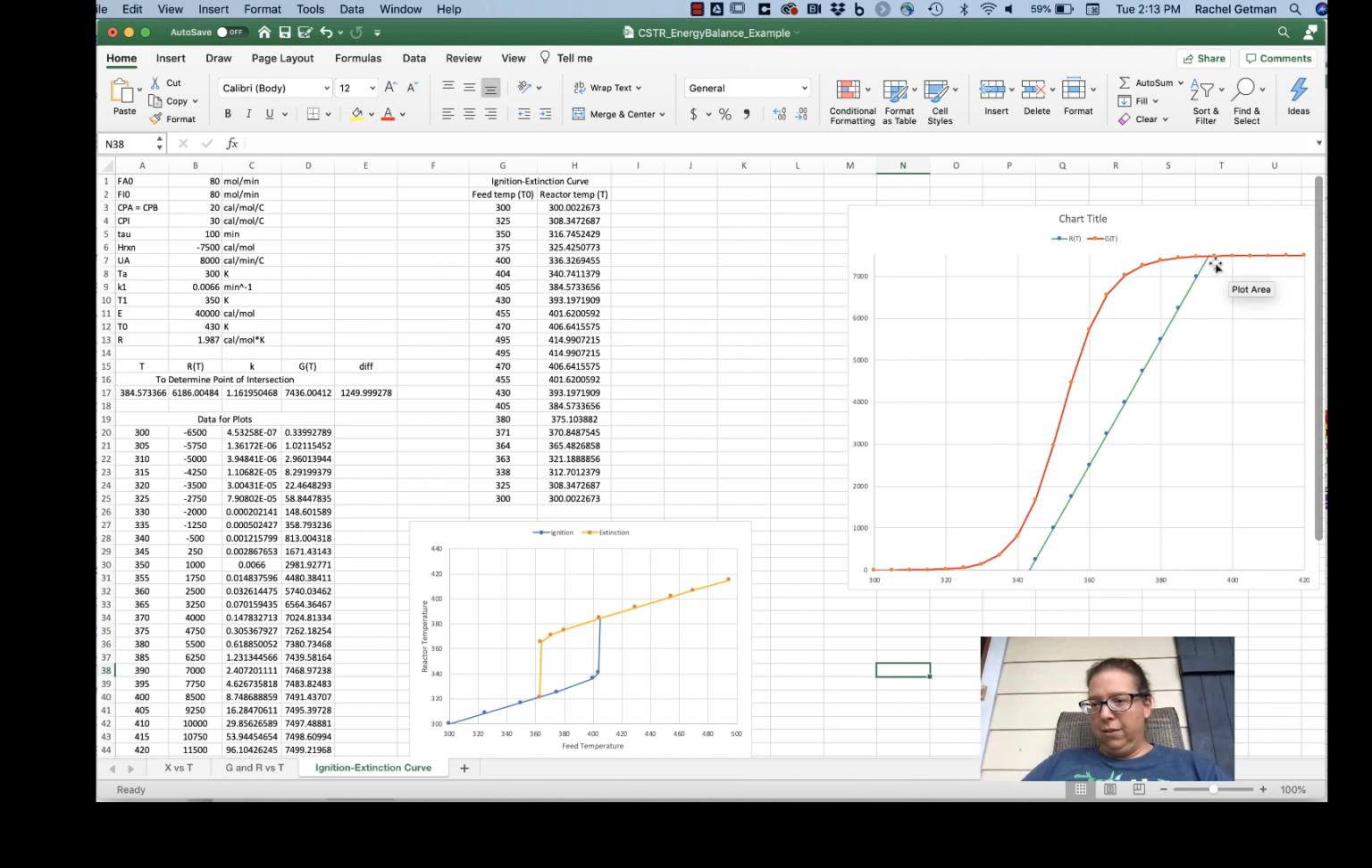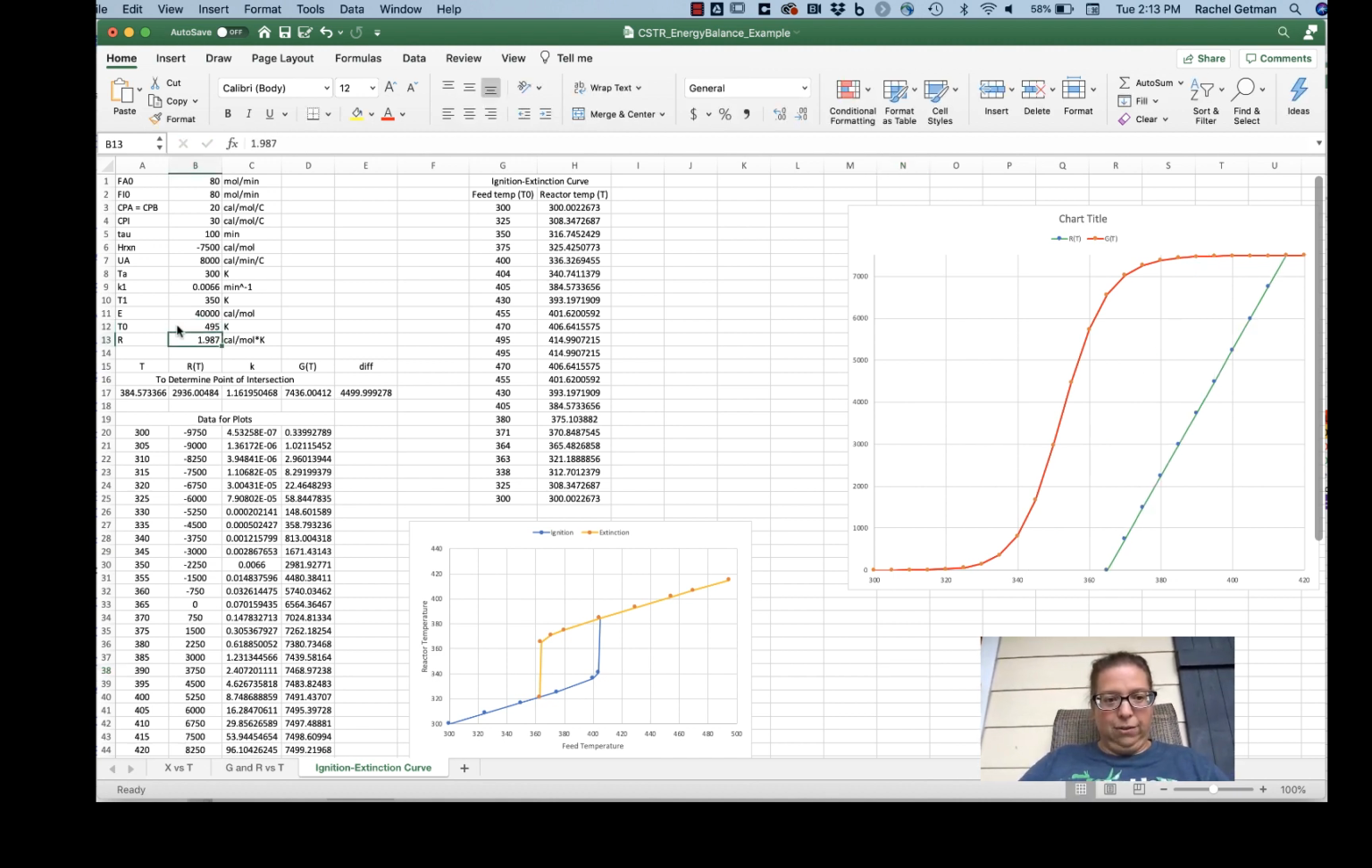So I can do the same thing for my extinction curve. My extinction curve is going to tell me, if I'm operating at this high steady state and I'm changing the feed temperature gradually, what feed temperature would I need to decrease to in order to start operating at the low steady states? So to do that, I started out at a somewhat high temperature. I started at 495. We see there we get a pretty high reactor temperature, about 410. And in fact, if we solve for that, it's actually 415.